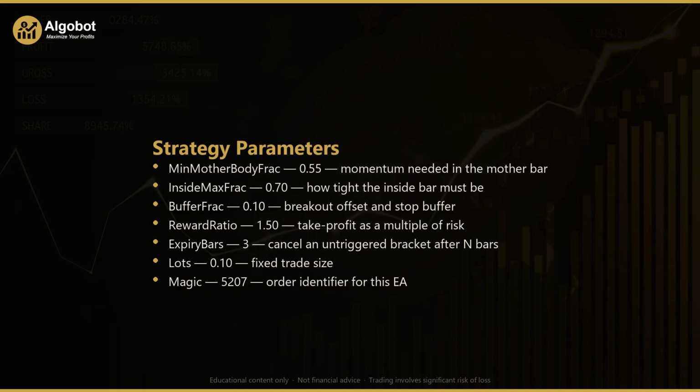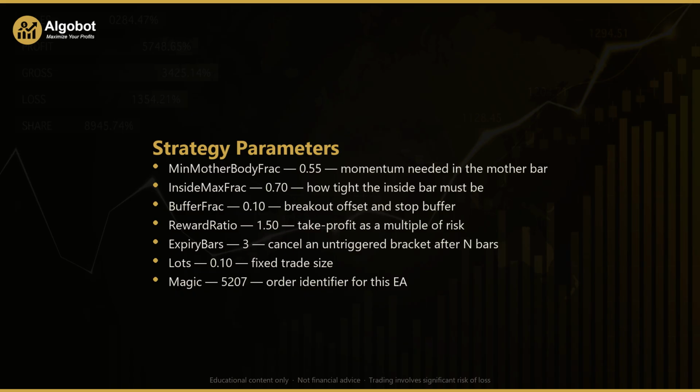Third is buffer fraction, default 0.1. This is the breakout offset and stop buffer, expressed as a fraction of the mother bar's range. A larger buffer keeps you out of false breakouts, but places your entry and stop further away. A smaller buffer gets you in sooner, but is more easily whipsawed.